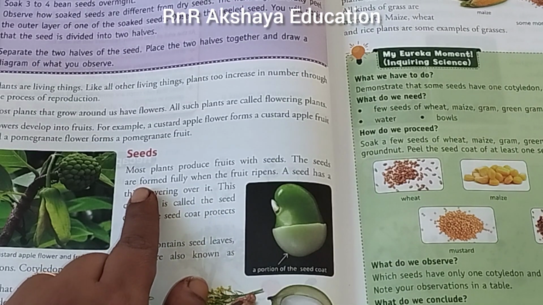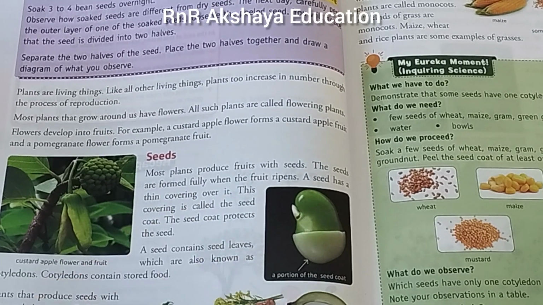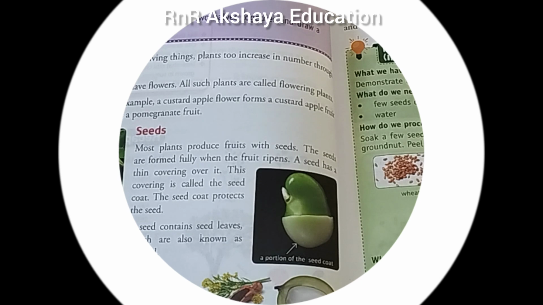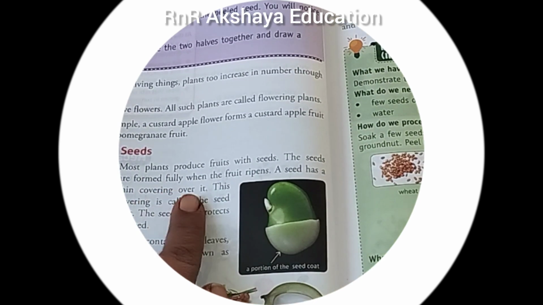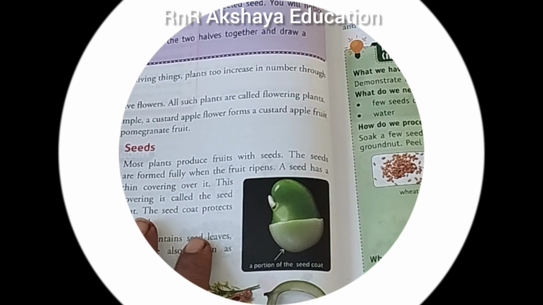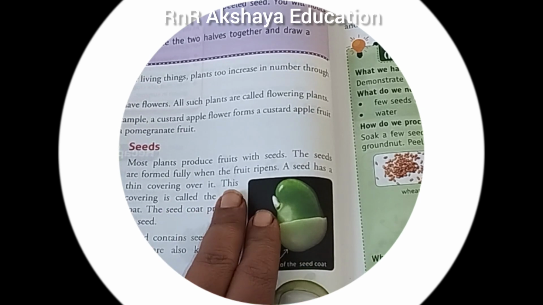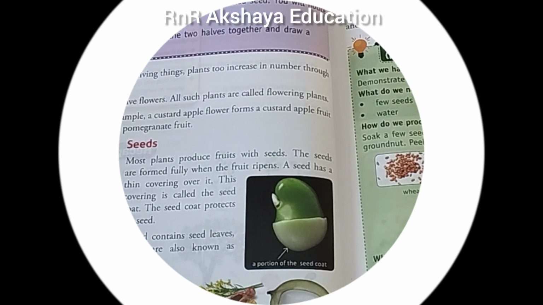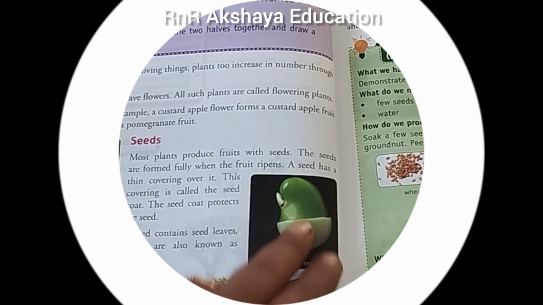Now we'll go for the next topic, seeds. Most plants produce fruits with seeds. The seeds are formed fully when the fruit ripens. What are they telling here? Most plants produce what? Fruits. With seeds. The seeds are formed fully when the fruit ripens.